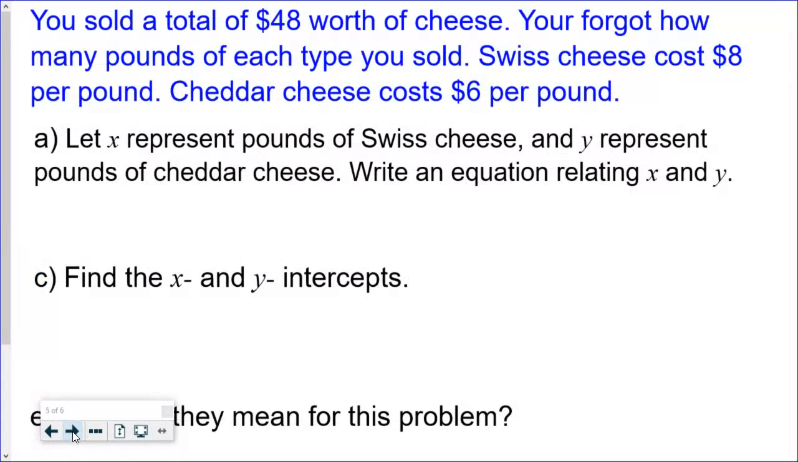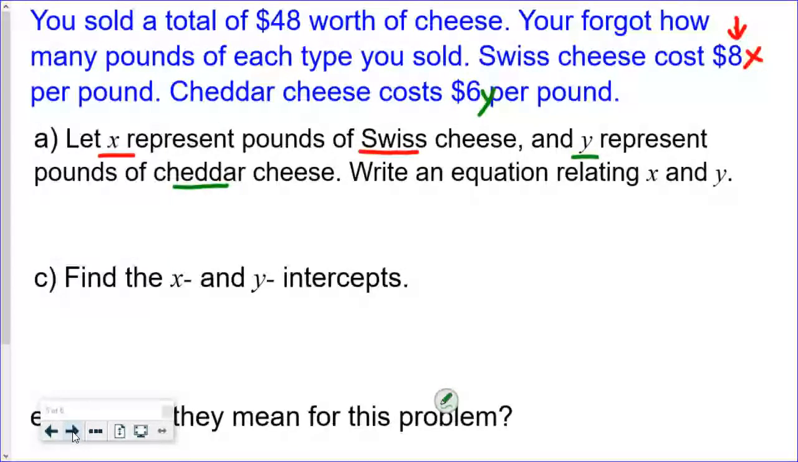Same as yesterday. Okay? If we have word problems like that, it says you sold a total of $48 worth of cheese. You forgot how many pounds of each you sold. Swiss cheese costs $8 because it's more expensive. Cheddar cheese costs $6. Okay, so x is Swiss. So 8 times the Swiss, $8 per pound of Swiss. Okay, and y represents cheddar. So here's $6 per pound of y. Okay, so that's what I think.